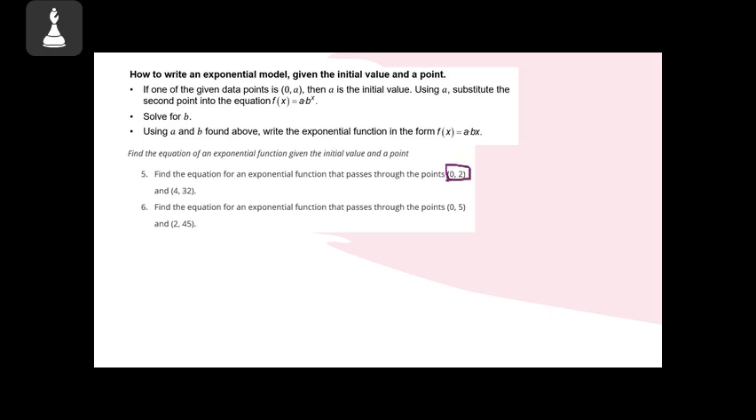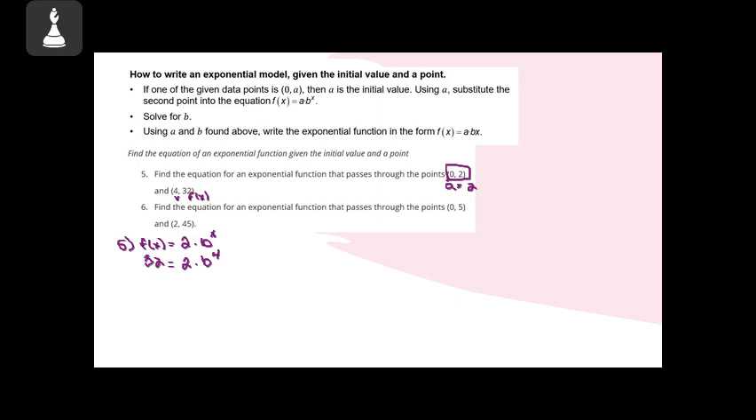So (0, 2) means a is 2. So we can start by writing f of x equals 2 times b to the x power. Next, we're going to plug in our x and our f of x. So f of x is 32 equals 2 times b to the 4th power, and we have to solve for b.